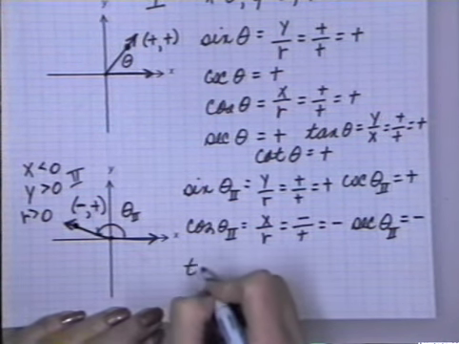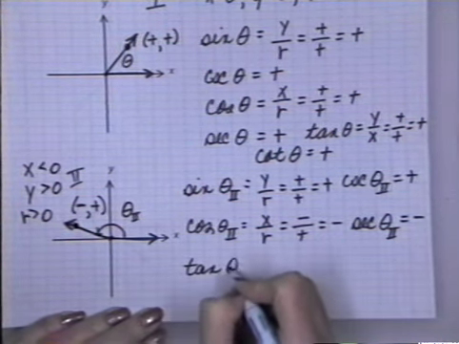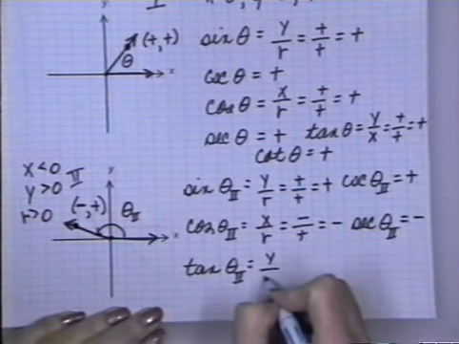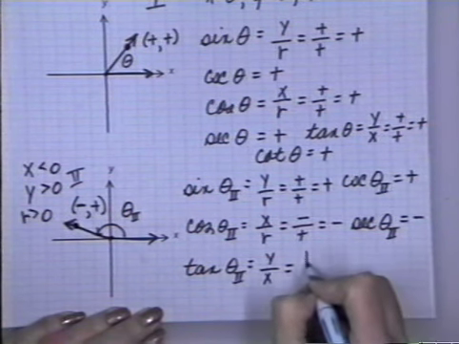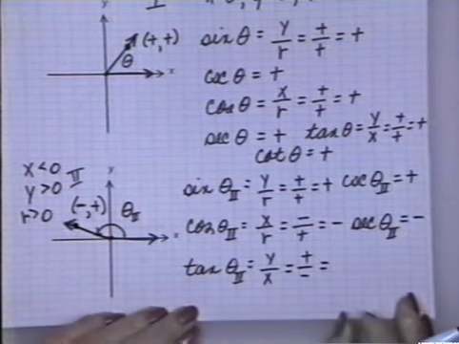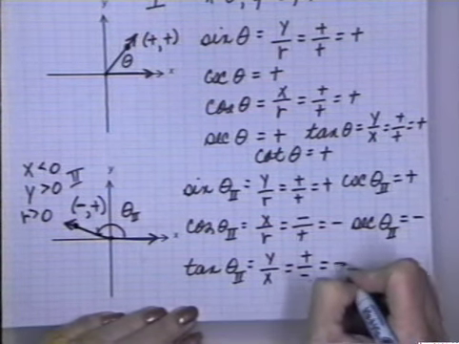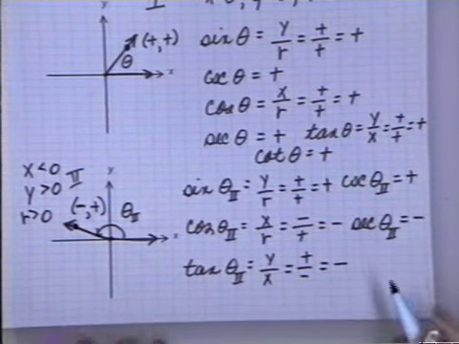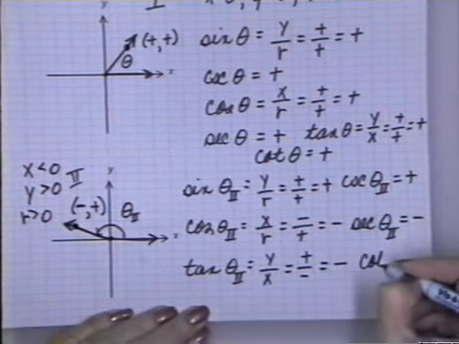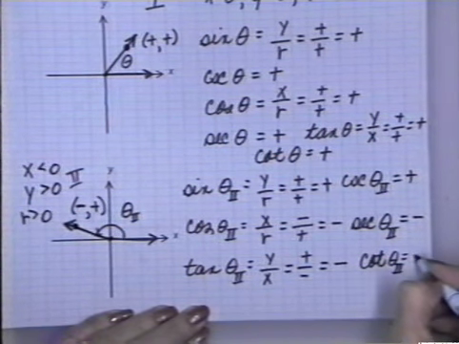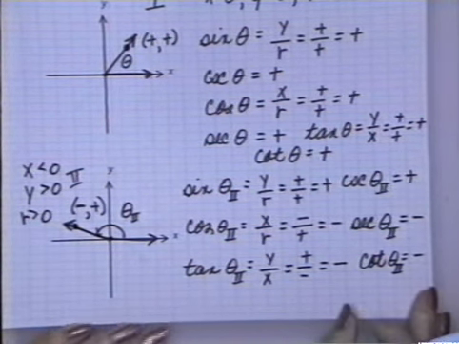When I find the tangent, that's y divided by x. Y is positive, x is negative, and a positive divided by a negative will give me a negative. So the tangent of any second quadrant angle will be negative, and the cotangent will also be negative because it's the reciprocal of the tangent.